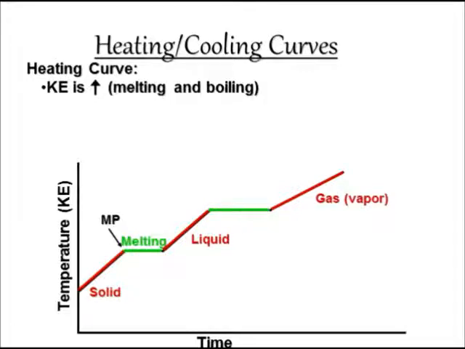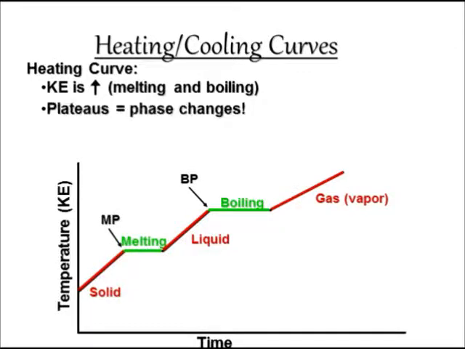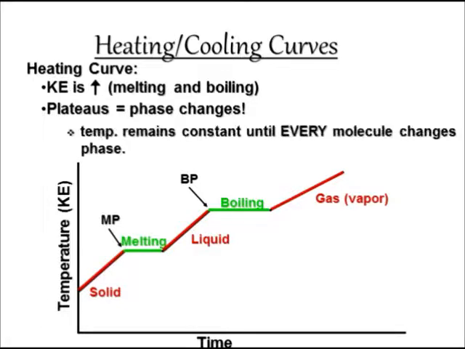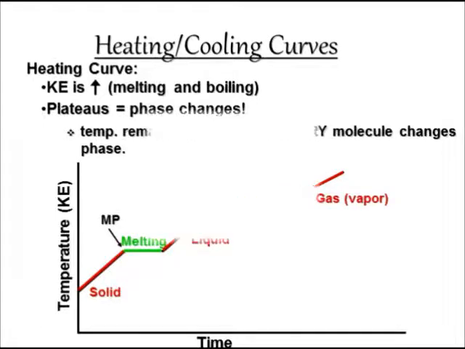Now it gets to the boiling point, which is 100 degrees Celsius. Every molecule is going to continue to boil, and it stays at that same temperature until they all reach the point where they can turn into a gas. So the plateaus, the green areas here and here, are our phase changes. That's where it's going from solid to liquid or liquid to gas. The temperature remains the same until every molecule changes.